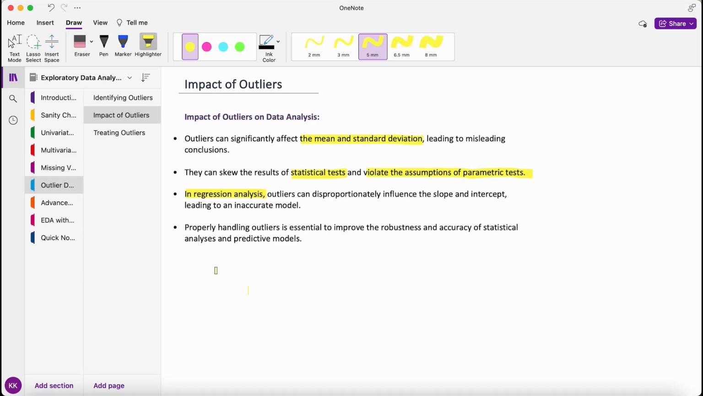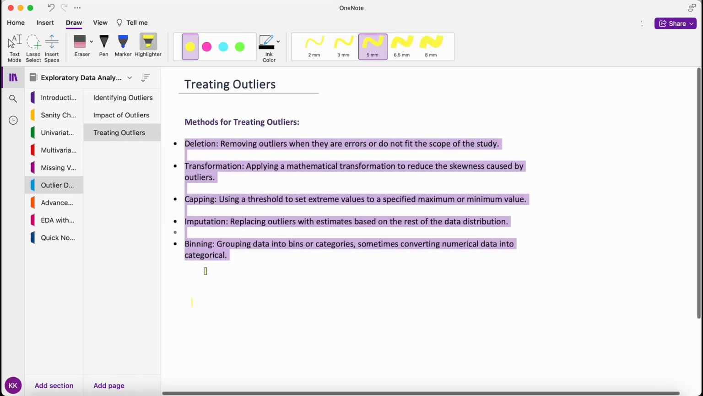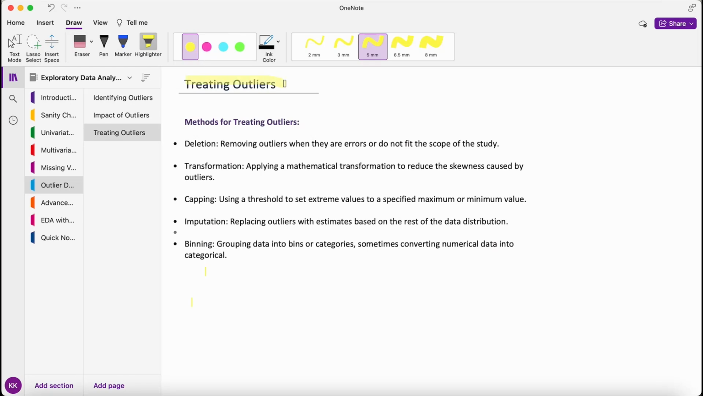Now moving to methods for treating outliers. Deletion: removing outliers can be an option if they're due to errors or if they don't fit the scope of the study. Transformation, such as log transformation, to reduce the effect of extreme values. Capping: implementing thresholds to limit values to a specified range.